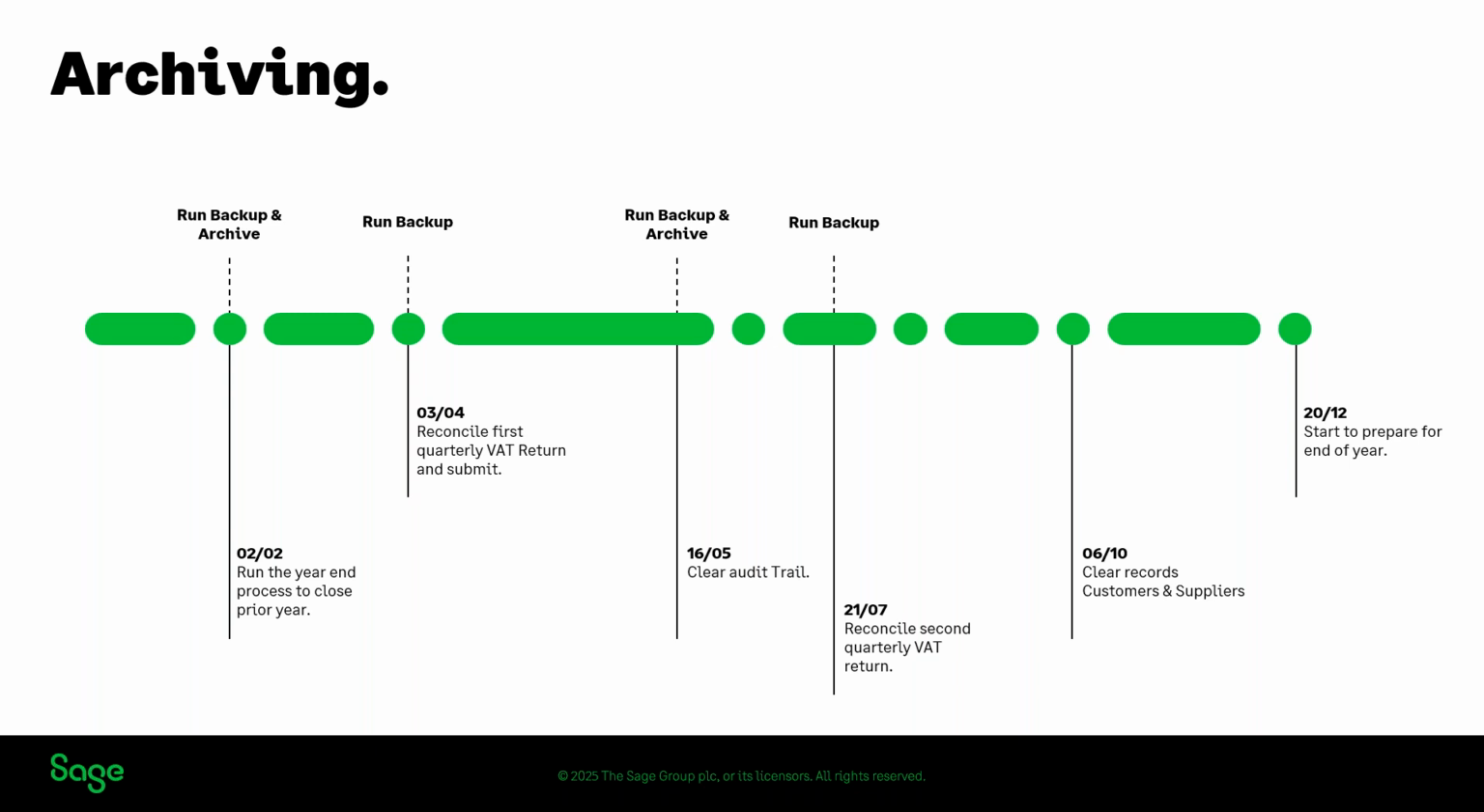If you're going to run another VAT return, you just need to run another backup. If you're going to clear some records down, so remove them, again, you're removing data at that point, then you're going to run a backup and an archive.